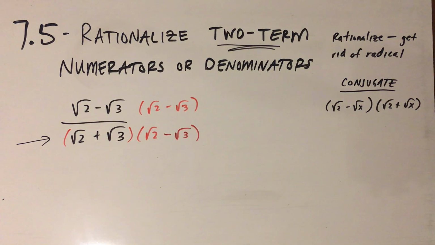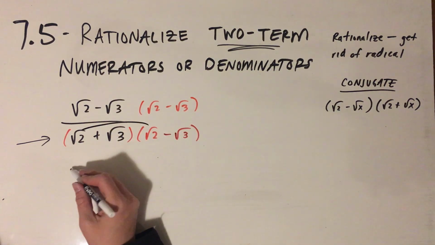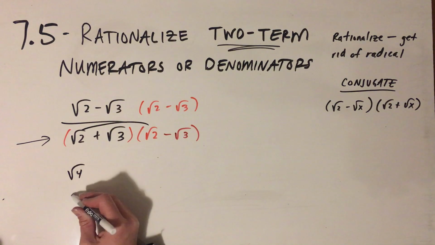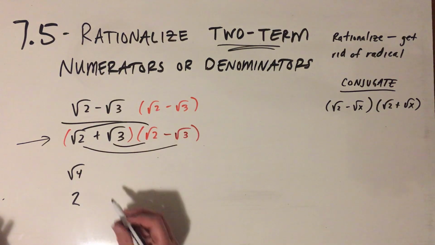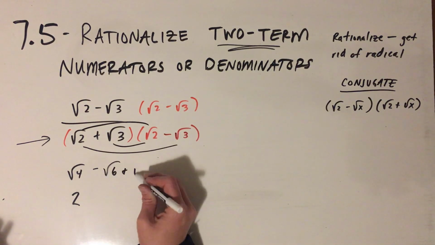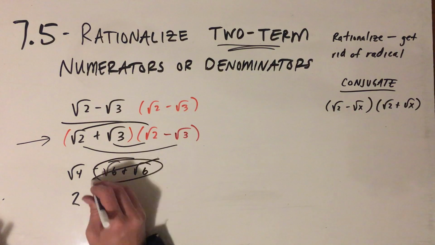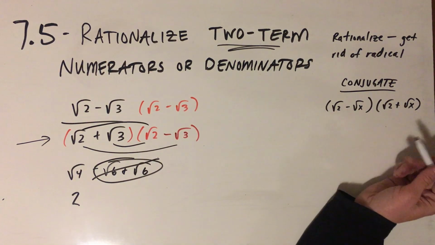All right, so again, when we FOIL this out, this is going to be tricky, but when we FOIL this out, we get the square root of 2 times the square root of 2, which is the square root of 4, which is just 2. The outer and the inners are going to sum to 0. That negative square root of 6 plus the square root of 6, these sum to 0. So I'm going to quit doing these because they're always going to sum to 0. That's why we're using the conjugate.